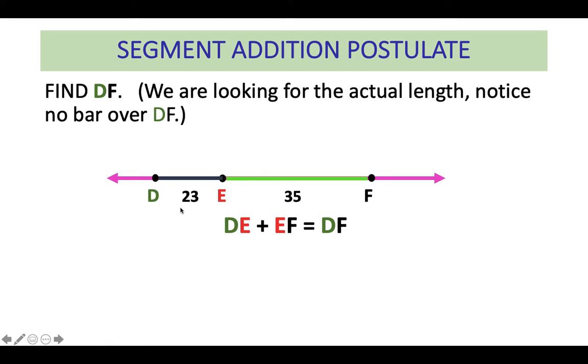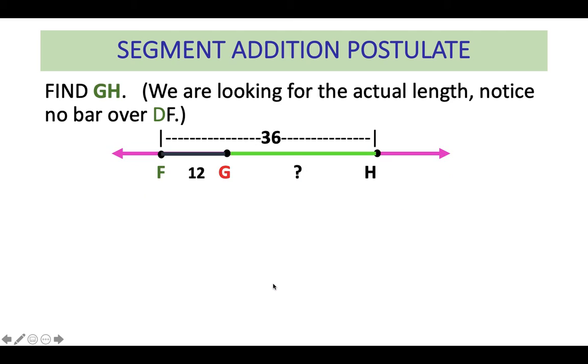Now, after we've written this down, we're going to substitute in our numbers. We'll substitute in our knowns so that we know what our unknown is. We know that DF is our unknown, so 23 plus 35, that's going to be 58. And this is why it's really important.